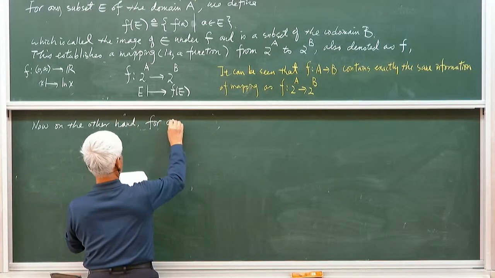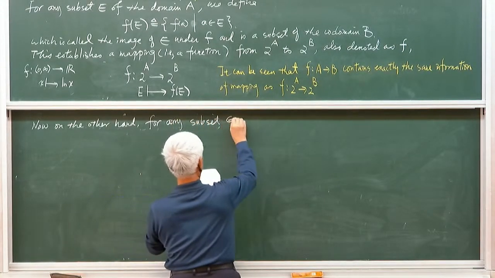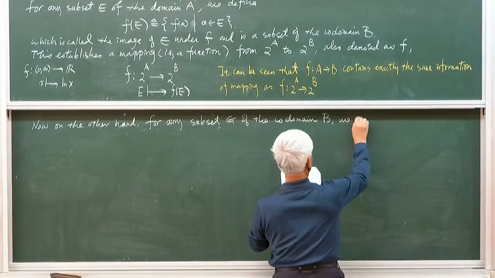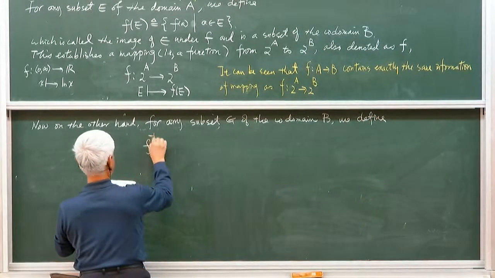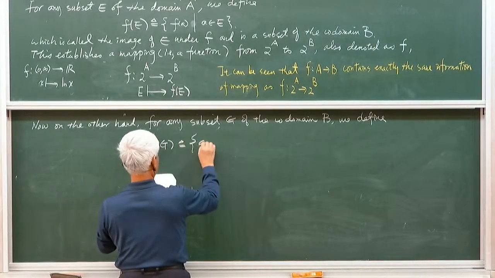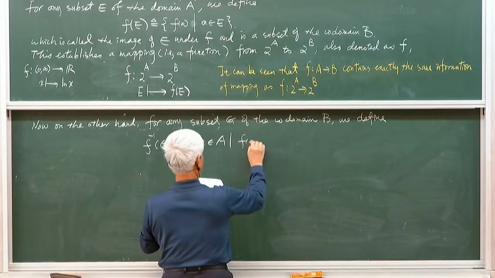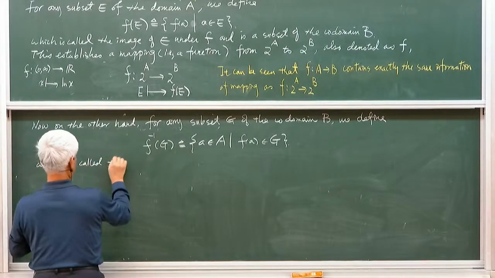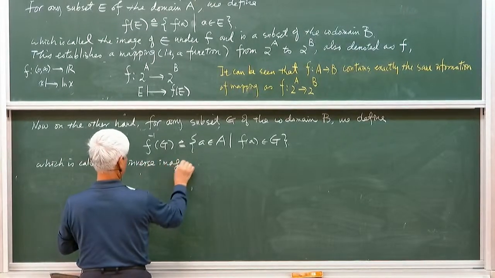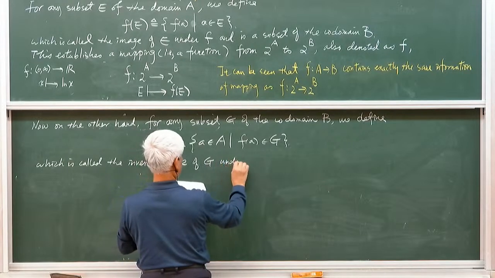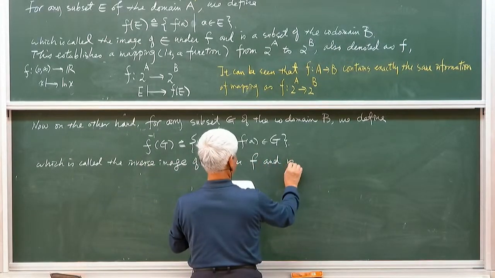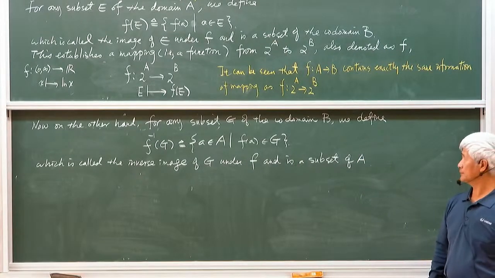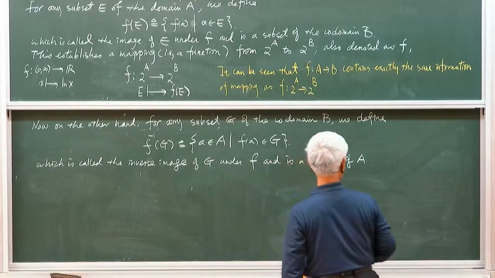for any subset G of the codomain, we define the inverse image of G to be all the elements in the domain such that the value is in G. This is called the inverse image of G under the function f, and it is a subset of A.